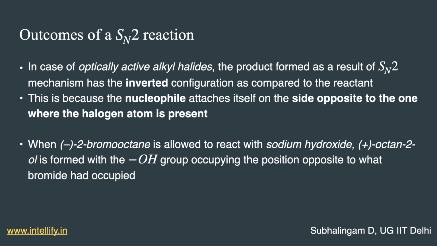atom is present. So if I have (-)-2-bromooctane and I make it react with sodium hydroxide, you expect a nucleophilic substitution, and we have seen that we will be getting (+)-octan-2-ol, that is an inversion in configuration. So why is there an inversion? It's very important to understand that the nucleophile approaches and attacks the carbon from the side opposite to the side where the halogen is present. So the configuration gets inverted because of this backside attack.